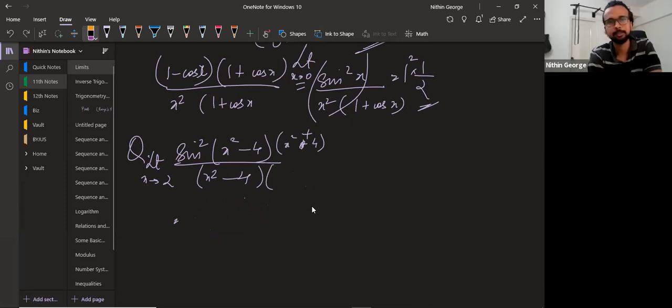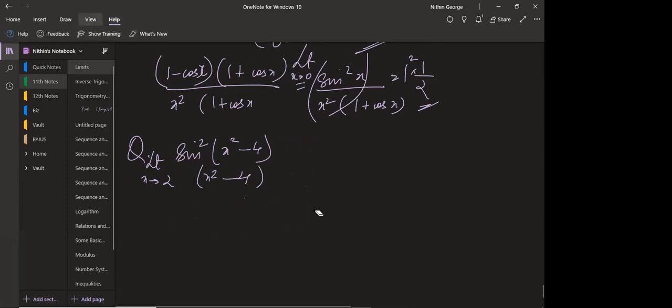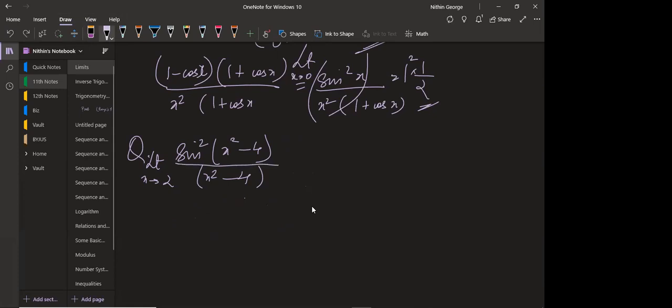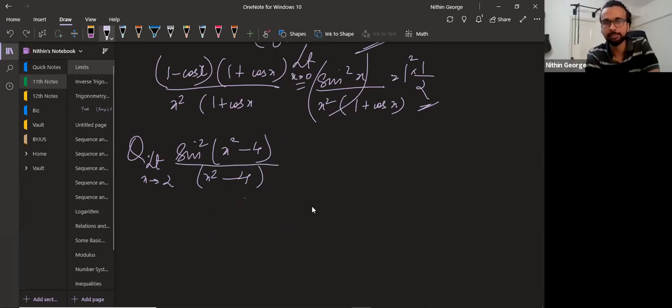You getting this? But, sir, I didn't really understand. So here, when I put x tends to 2, I get 0 by 0 form. What happens here? It becomes sine square 4 minus 4, which is nothing but sine square 0, divided by x square minus 4, which is already 4 minus 4, which becomes 0. So you get 0 by 0 form, indeterminate.